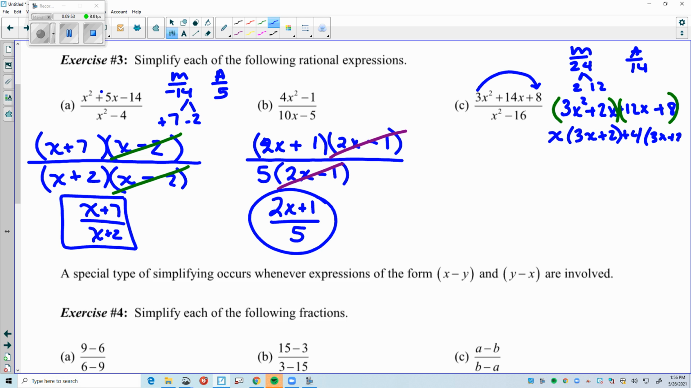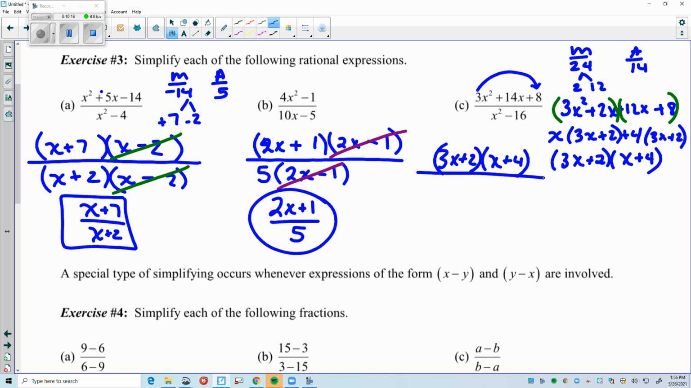Okay, so to finish that factoring, we have that repeated factor of 3x plus 2, and I have the other factor of x plus 4. Okay, so that was a lot of work, but we figured out what that numerator factors out to. So I have a 3x plus 2, I have an x plus 4.